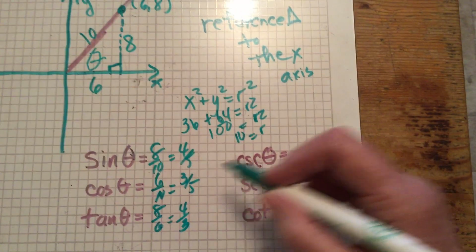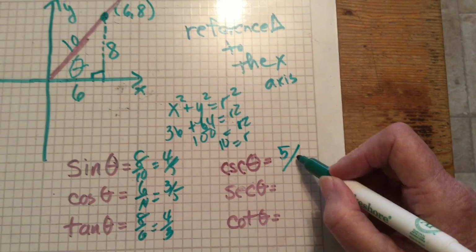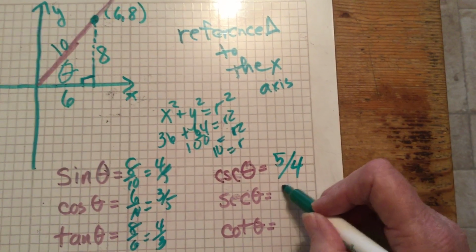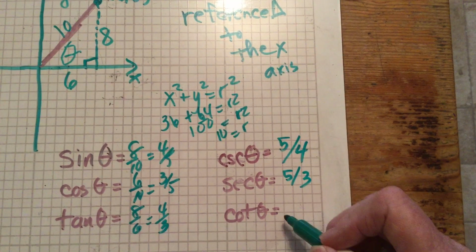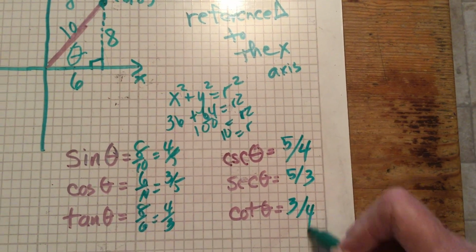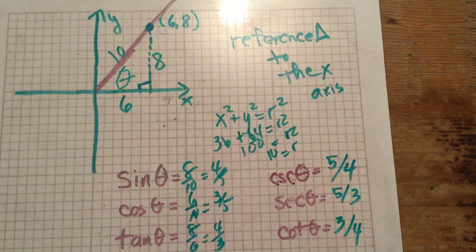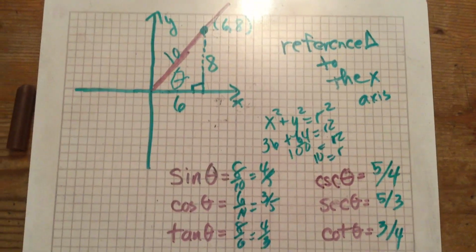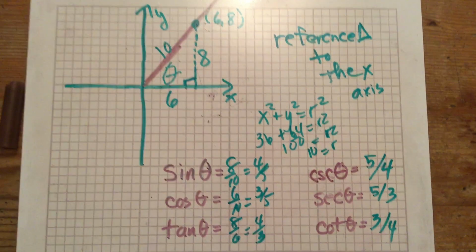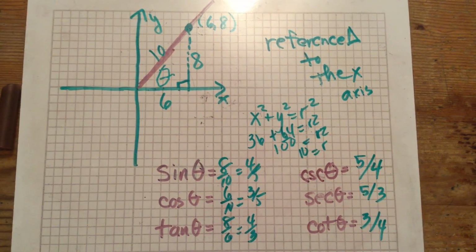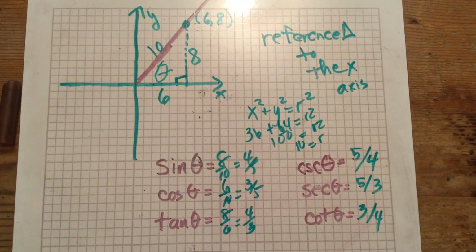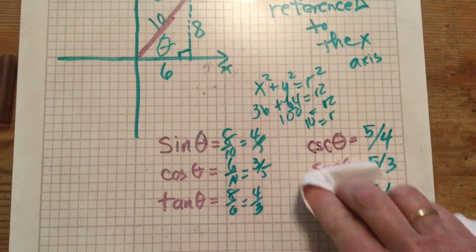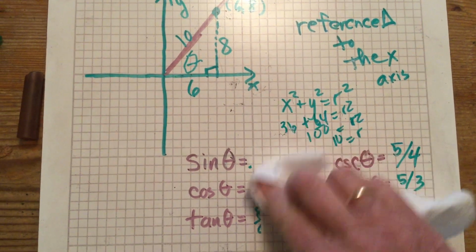Then these three are easy once I have those. The cosecant is 5 over 4, the secant is 5 over 3, and the cotangent is 3 over 4. Okay, so far easy. But that point's not going to always be there in that section. That point's going to move. It's going to be someplace else. So I need to have a different definition for my sine, cosine, and tangent. Right now I know I can find them, but let's get these numbers out of here.